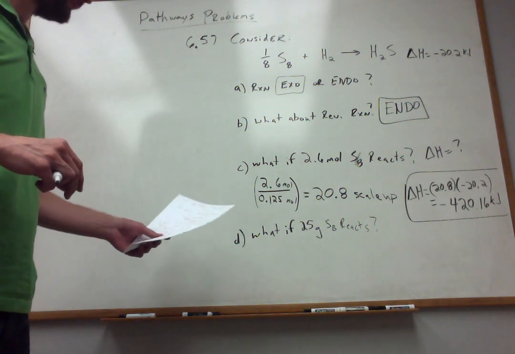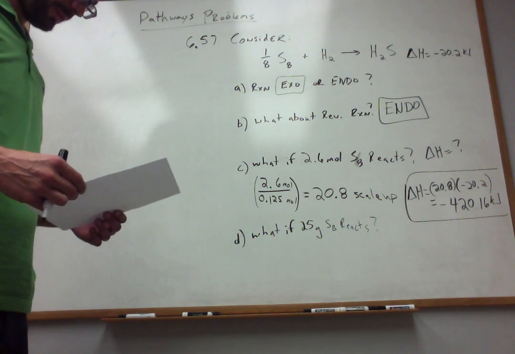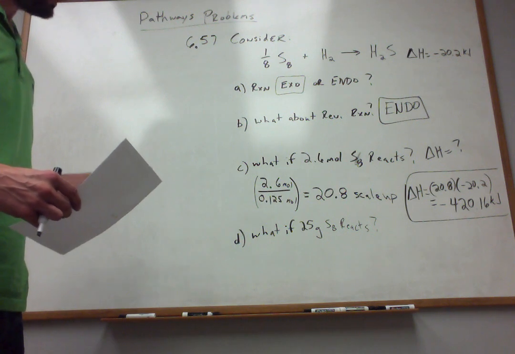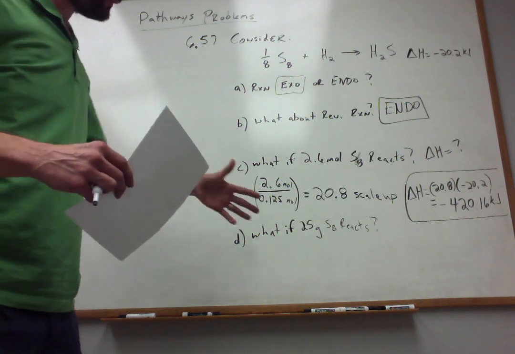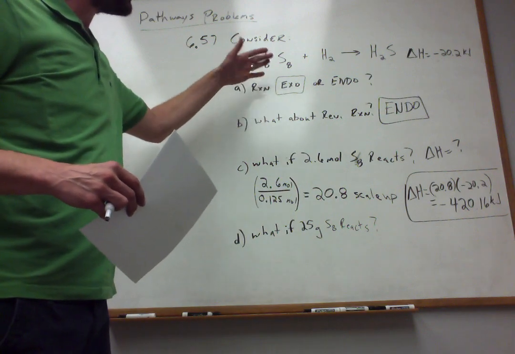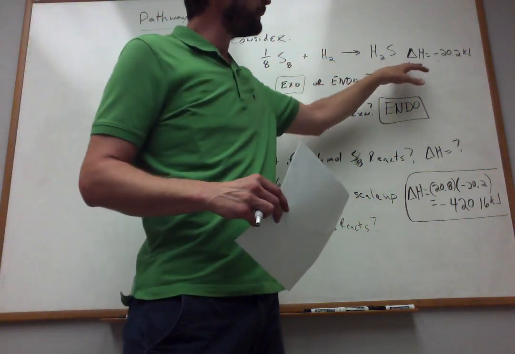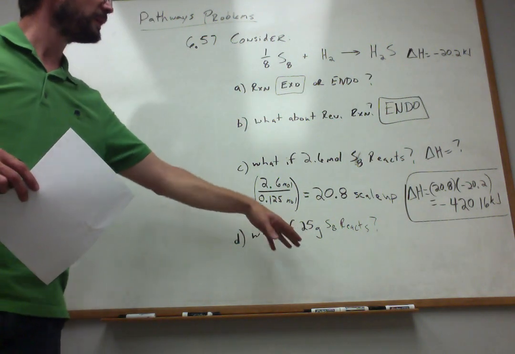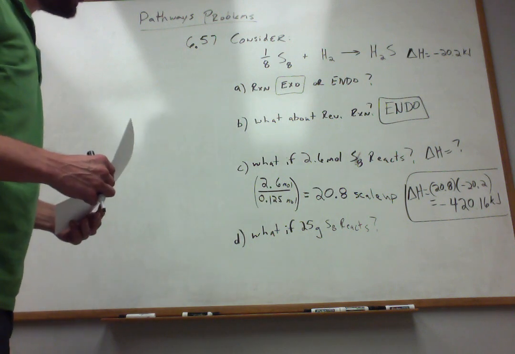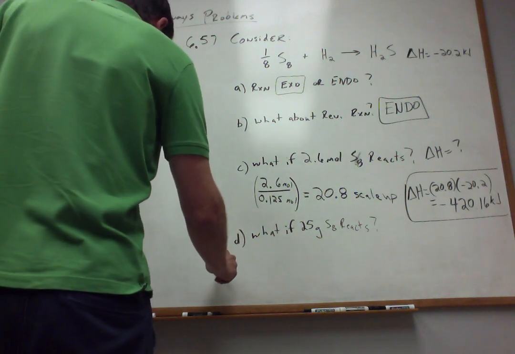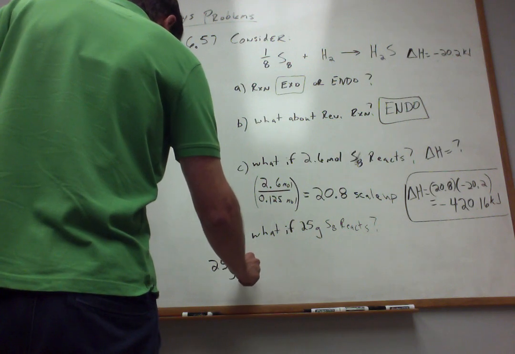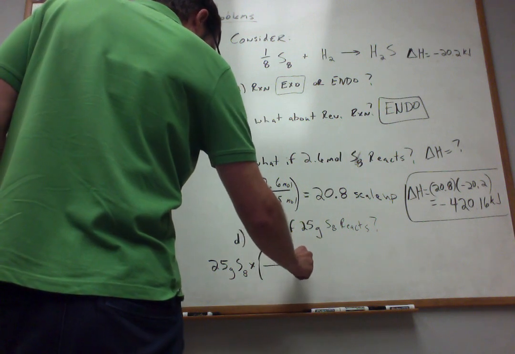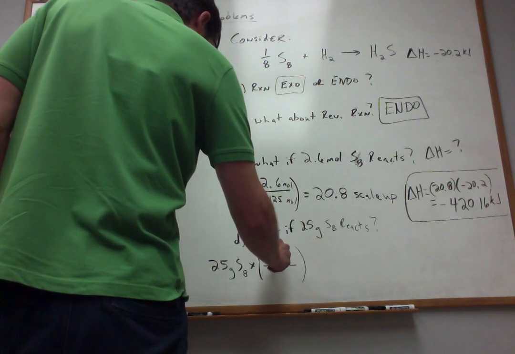Okay? Lastly, in part D, we're asked specifically about 25 grams of S8 reacting. So this is in grams units. This is an eighth of a mole. I know if an eighth of a mole reacts, this is my enthalpy change. So I don't really know where I stand right now because I have incompatible units. I've got grams here, and I've got moles up here. But if I could take my 25 grams of S8, one of my reactants, and convert that into mole units, then I could compare apples and apples. So that's what I'm going to do.